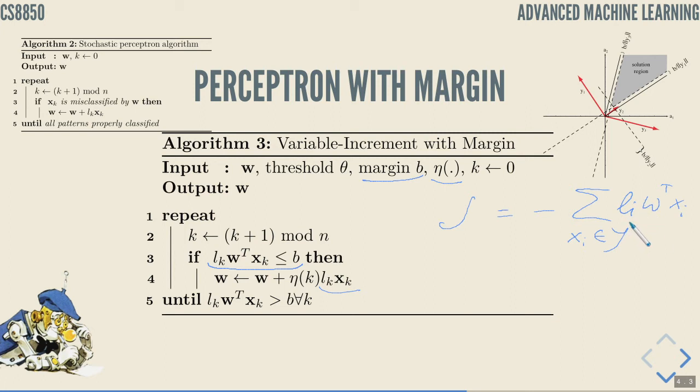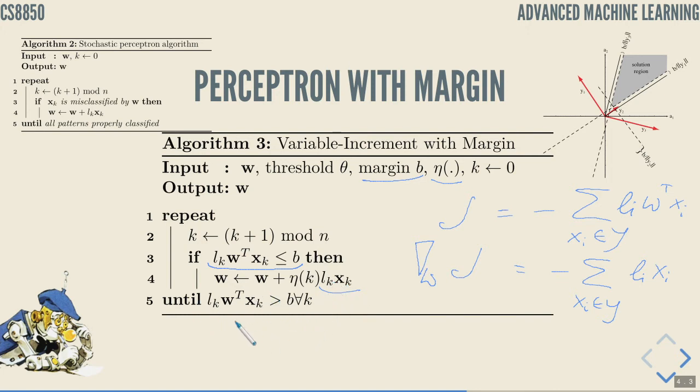If we take the derivative of J with respect to W, we get nothing but the following. So we're doing this gradient descent, and we can minimize this objective with the margin B. There are no theoretical proofs yet, but in the hope that we can do better in practice.